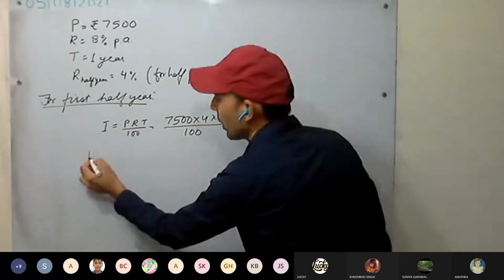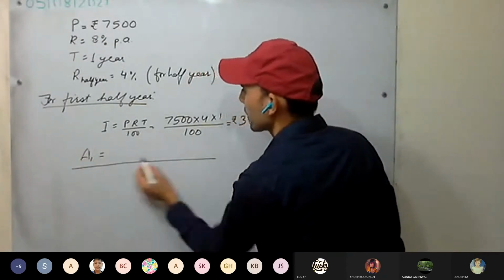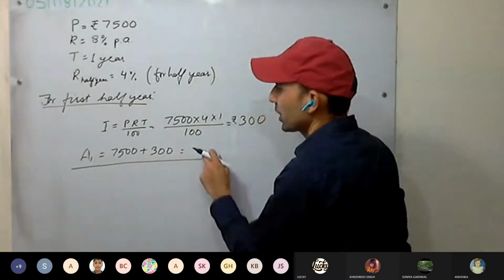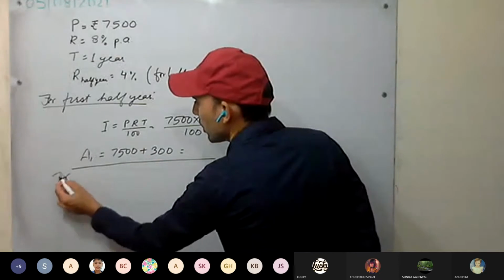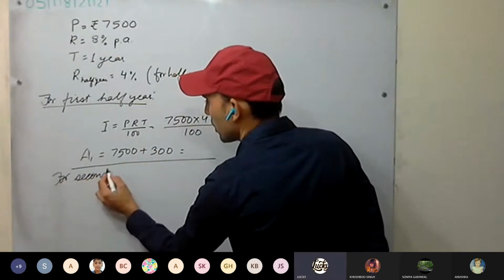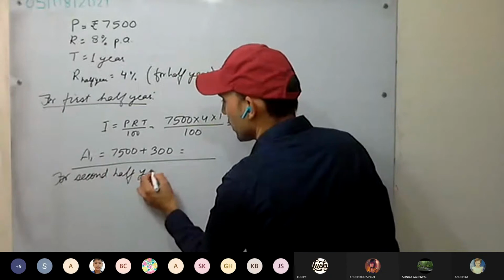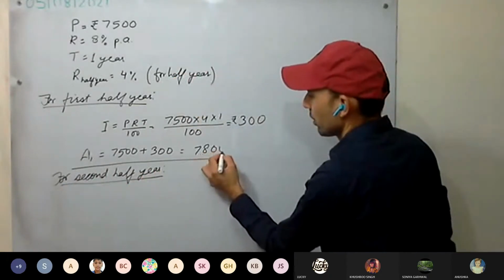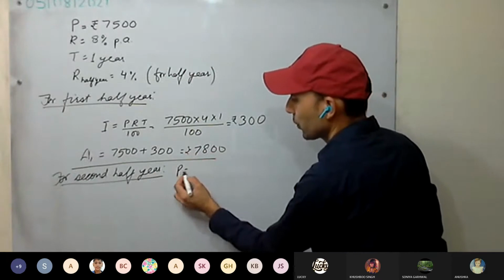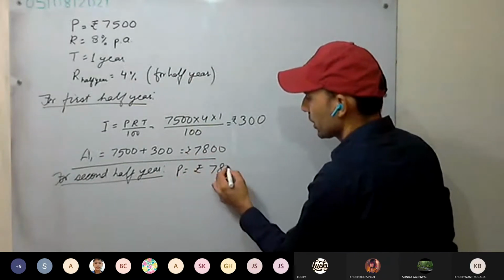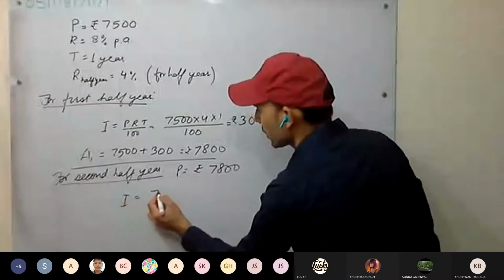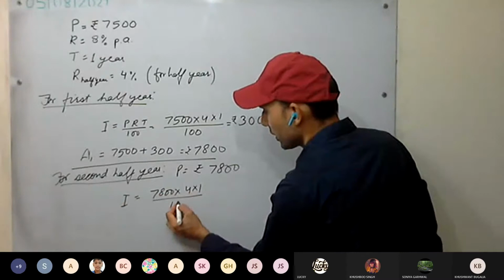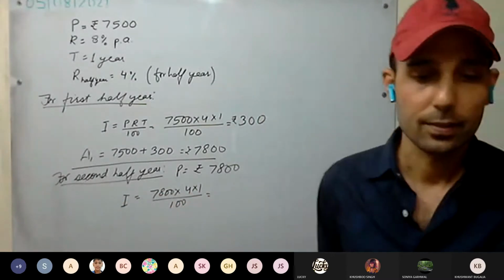₹300. Okay. So the amount after the first half year, how much is it? As you get it, do let me know as well. 7,800 rupees. So this will be the principal for the second year, rupees 7,800. Interest equals 7,800 into 4 into 1 divided by 100. Calculate it.